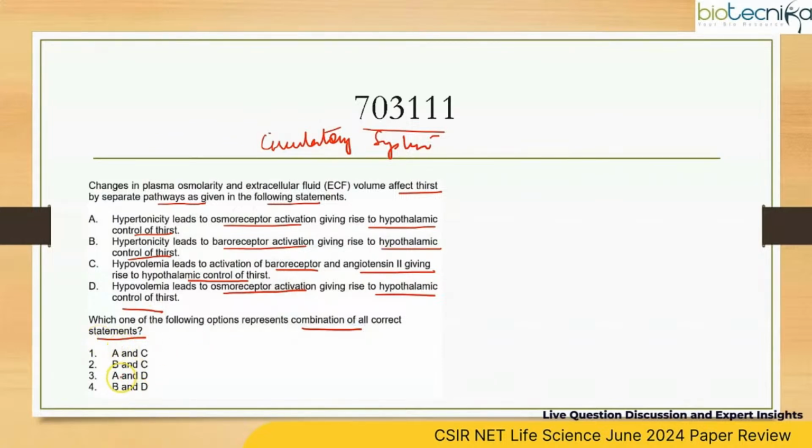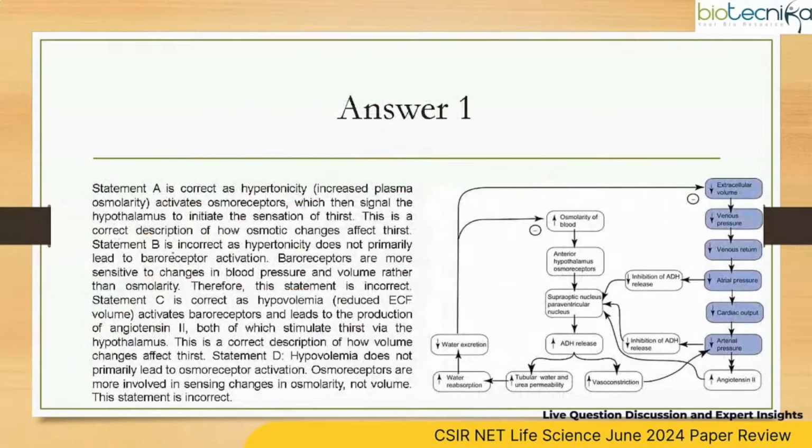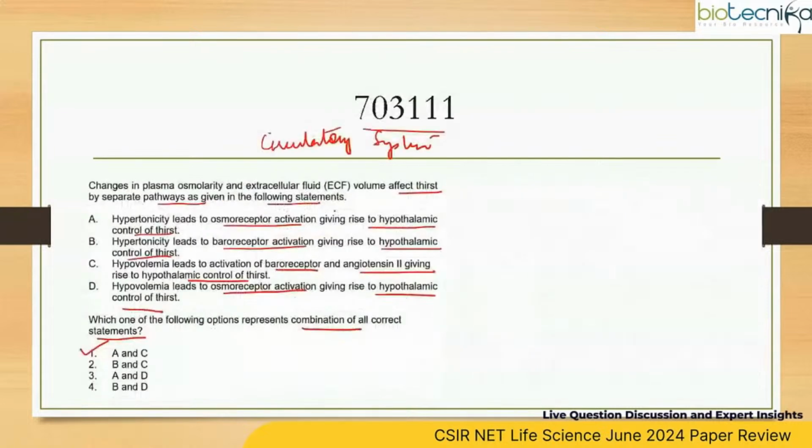The right answer for this question is option 1. A and C will be correct. Let us see these statements. Statement A is correct as hypertonicity means there is high plasma osmolarity. That will activate the osmoreceptors, definitely, if the osmotic levels are high. So osmoreceptors will get activated and signal the hypothalamus. When hypertonicity means water is less and solutes are more, there should be a sensation of thirst. So it is a correct description of how osmotic changes will affect thirst. Clear?